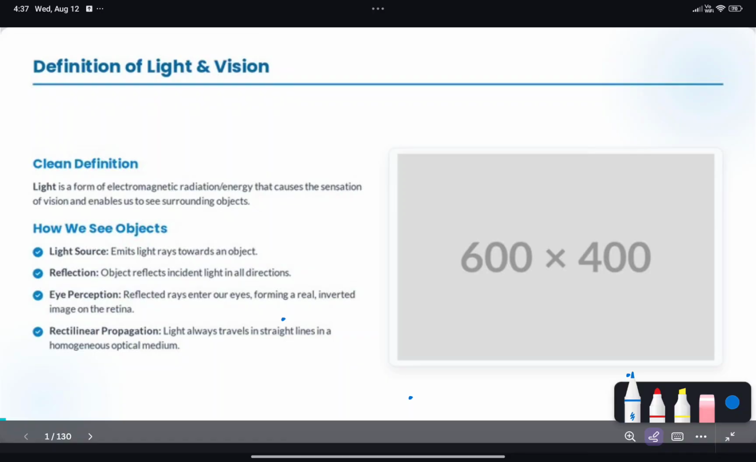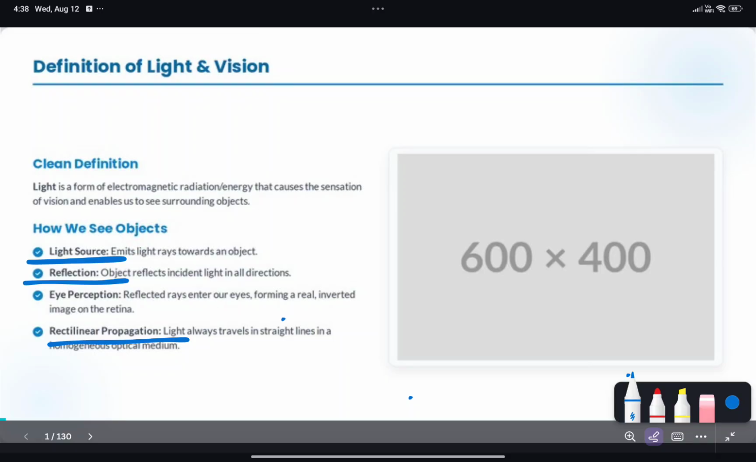See, light is a form of electromagnetic radiation or energy that causes the sensation of vision and enables us to see surrounding objects. Whenever we see objects, we must need some things. What are those? One of them is a light source. Yes, exactly. The second one is reflection. The third one is eye perception. Yes or no? And rectilinear propagation also.